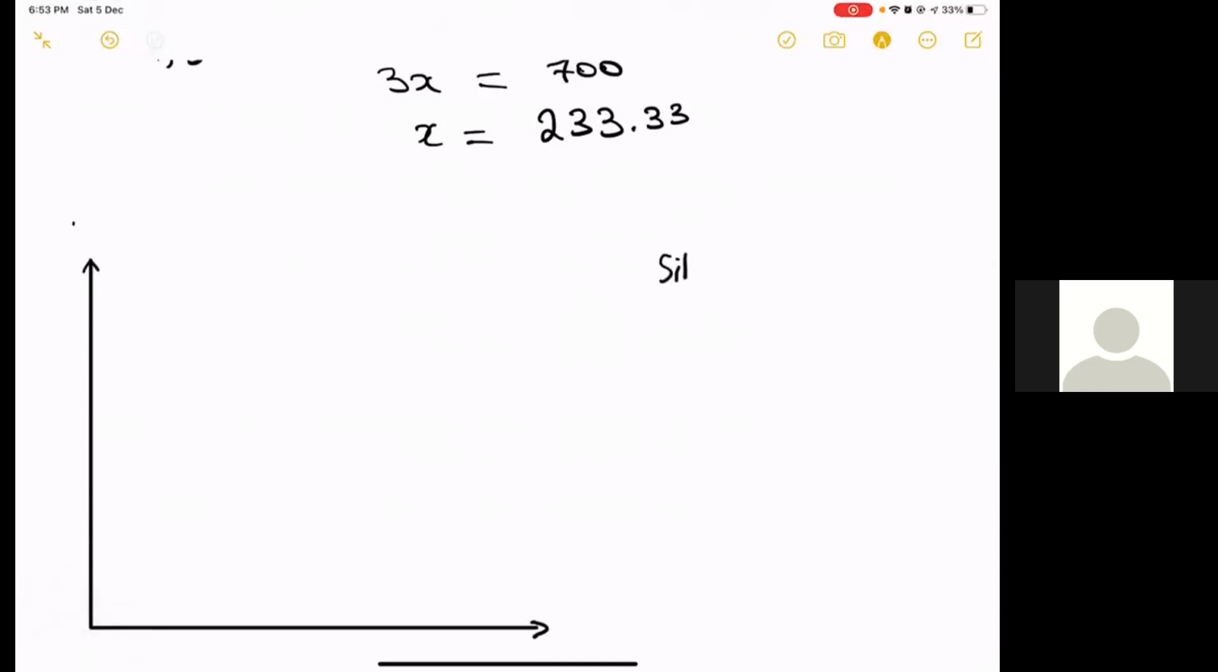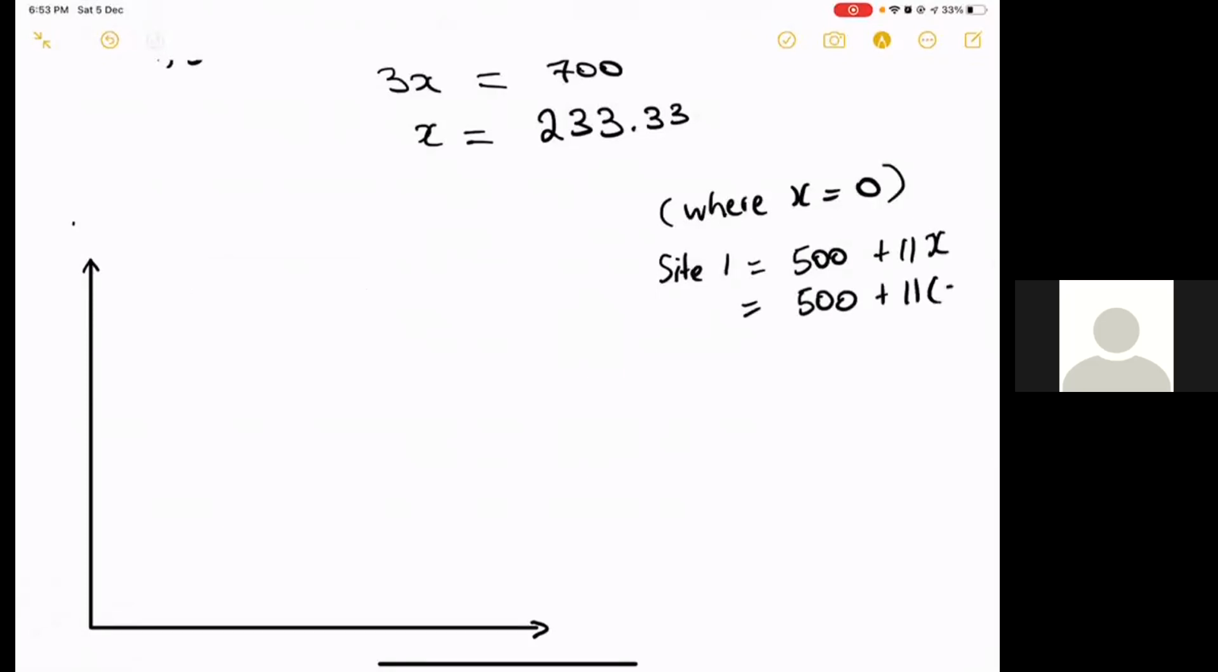So for site 1, we know that the y value is equal to 500 plus 11x, where x is equal to 0. Keep that in mind. 500 plus 11 times 0, we know that is just 500. I don't think I need to do the rest.